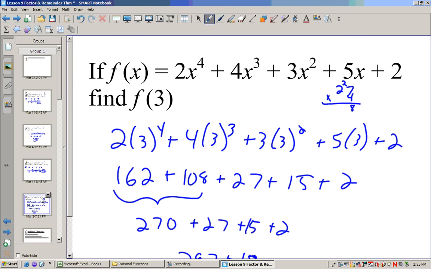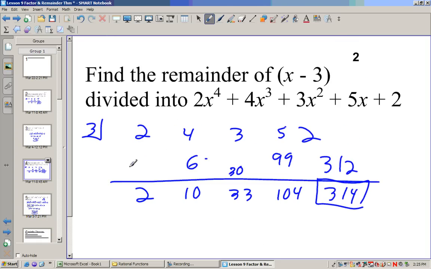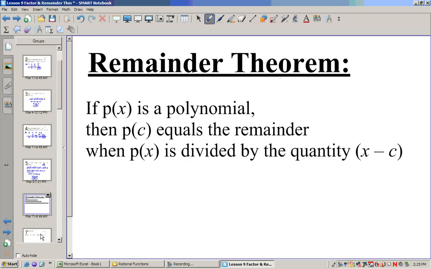Wonderful, I did. I was a little worried about those calculations, but we ended up with the same value. Notice how this is a lot tougher to get to without a calculator than this. So that brings us to the remainder theorem. If p of x is a polynomial, then p of c equals the remainder when p of x is divided by the quantity x minus c.